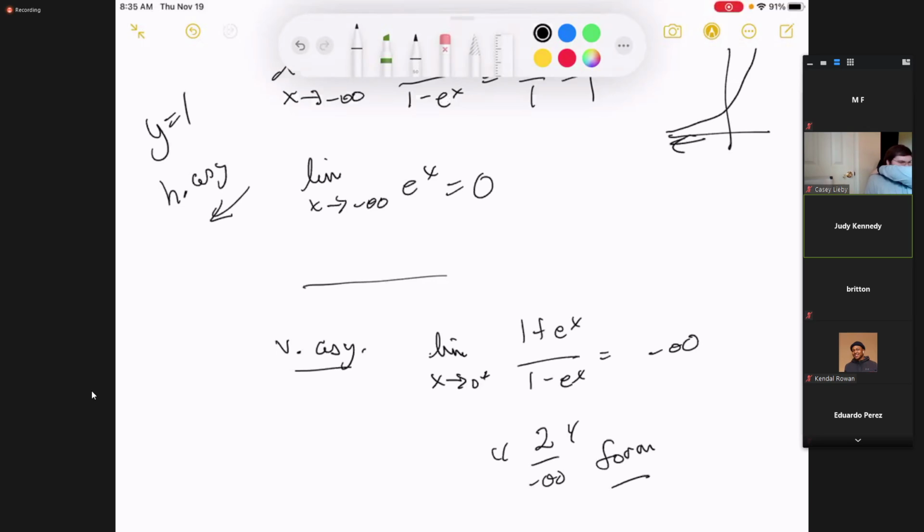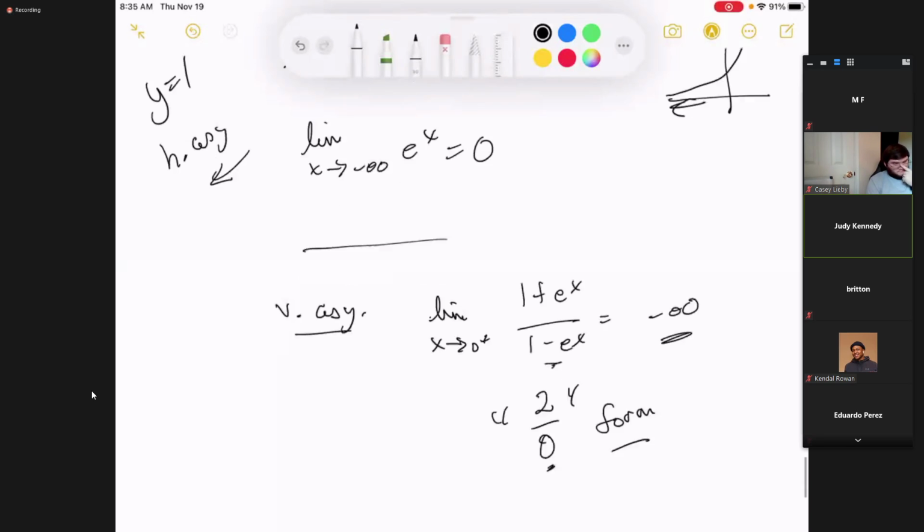That's not minus infinity. That's 0. It's the 2 over 0 form, but that's not indeterminate. These numbers are close to 1, but as x goes to 0 from the right, they're going to be bigger than 1. So these are small negative numbers, and this limit is minus infinity.